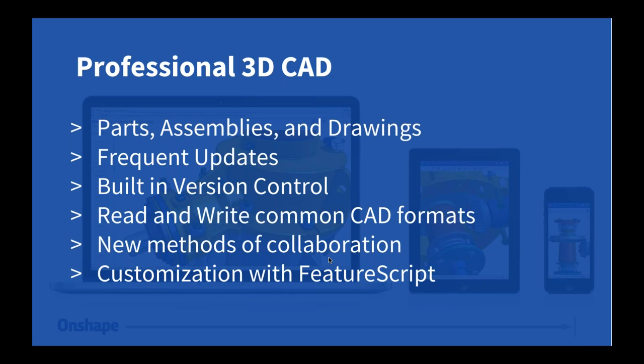So entirely new methods of collaboration, and that's just one element of it. We also have integrated comment capabilities. We have follow mode. We have all these tools that just make for a better collaboration experience. If you do any kind of work with a team, definitely want to use Onshape for that.